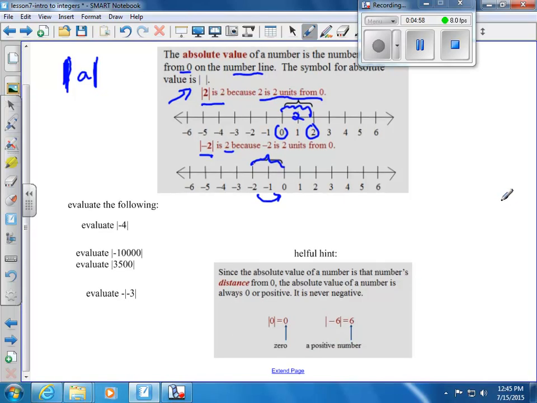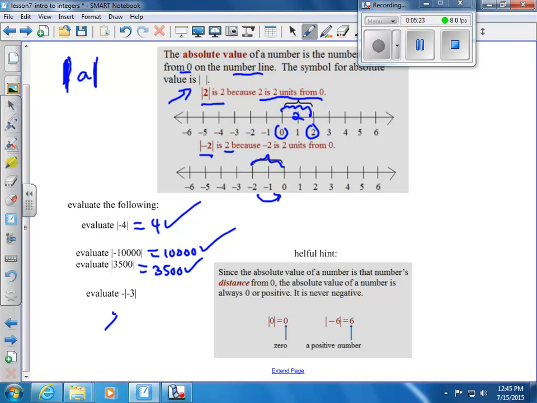So let's just practice to make sure. In other words, the bars don't turn things opposite. They turn things positive, right? So evaluate absolute value of negative 4. Well, that's going to be 4. And what's the absolute value of negative 10,000? Well, that's going to be 10,000. And what's the absolute value of 3,500? Well, it's going to stay positive, 3,500.